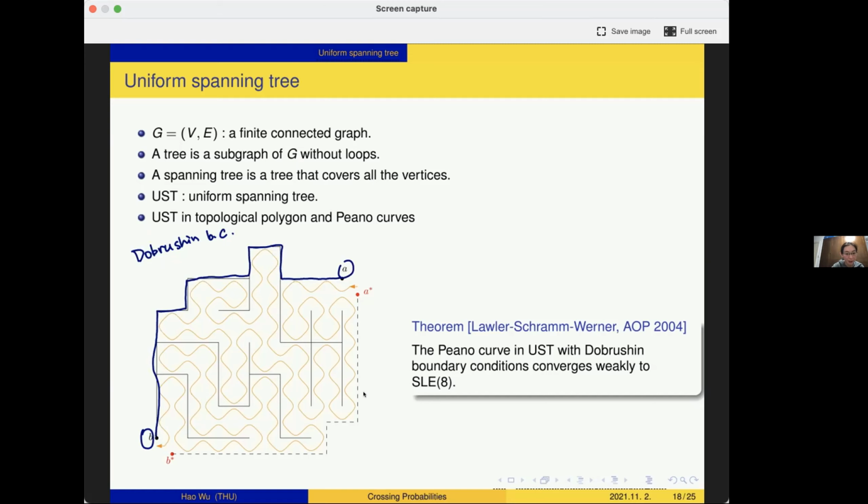And here in the picture is a sample of the uniform spanning tree in the Dobrushin boundary condition. There, we can introduce the Peano curve going from A and ending at B. To draw this Peano curve, we follow the rule that the Peano curve stays between the primal tree and the dual tree.